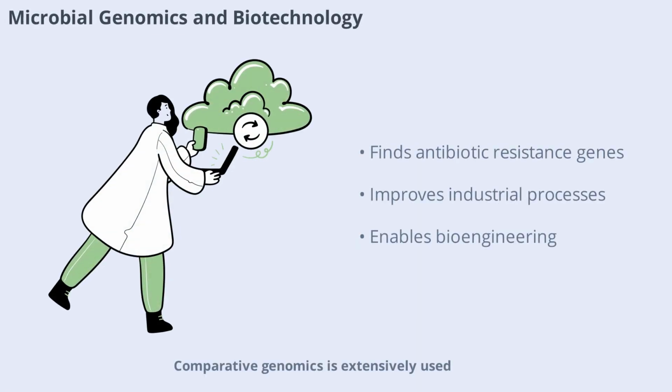Comparative genomics is extensively used in microbial genomics and biotechnology. By comparing the genomes of bacteria, fungi, and other microorganisms, scientists can discover genes responsible for antibiotic resistance, pathogenicity, or industrially valuable traits. This knowledge is vital for developing new antibiotics, improving fermentation processes, and engineering microbes for biofuel production. The ability to manipulate microbial genomes has far-reaching implications for medicine, industry, and environmental sustainability.